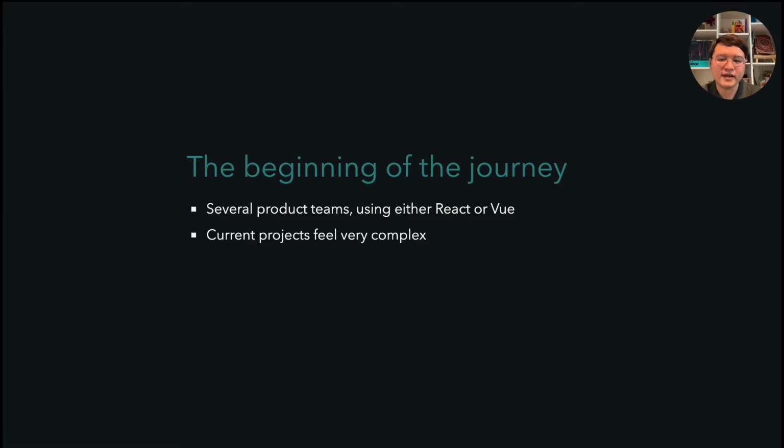In the beginning of the journey, in our company, we have several product teams using either React or Vue for their front-end. And I feel like in these projects, they've grown to be very complex very quickly. We have a lot of state being passed around either in stores or inside components. Sometimes it can be hard to track how the data flows in these projects.